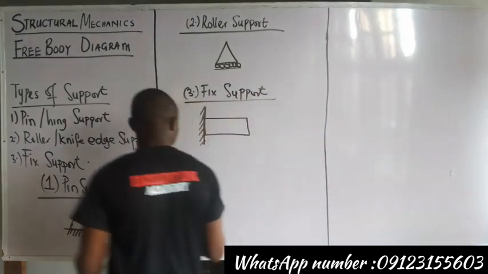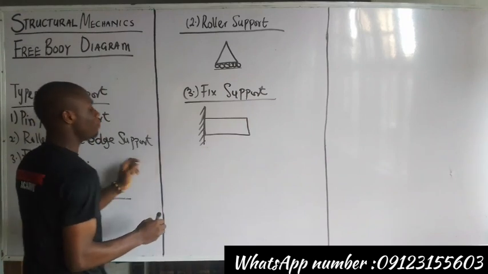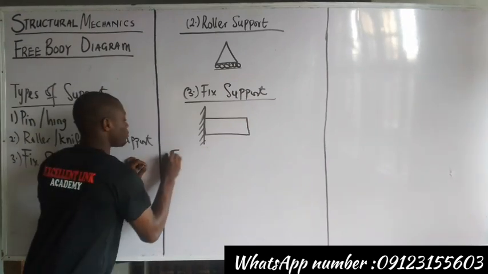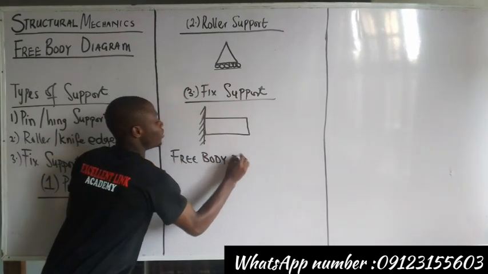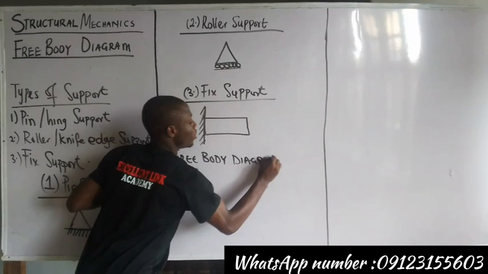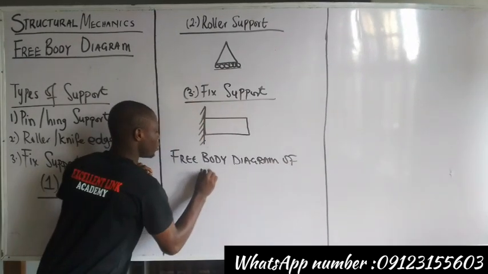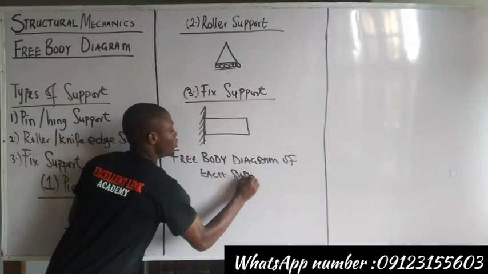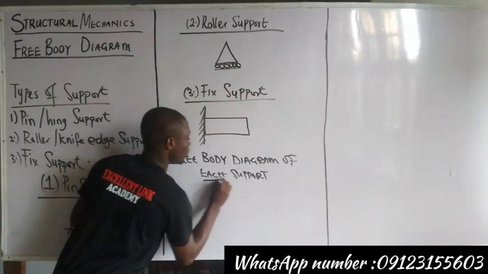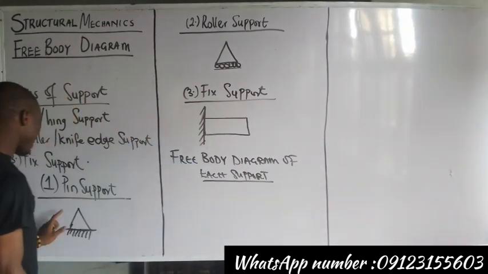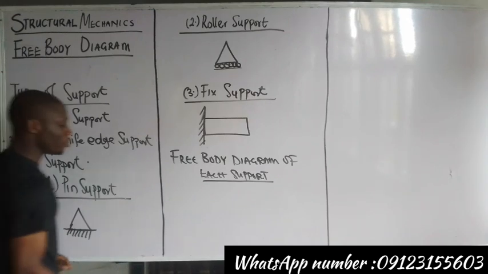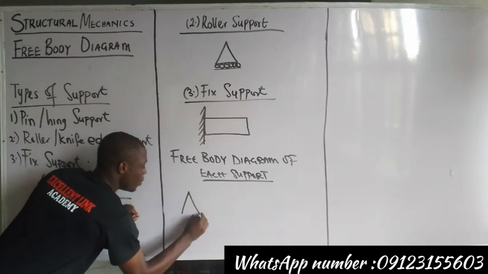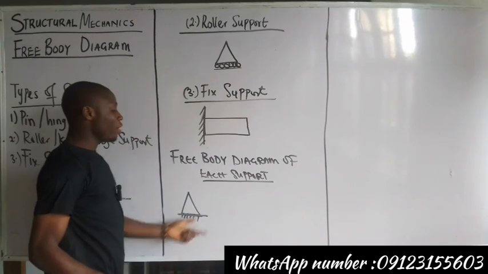So let's say I have, let's draw the free body diagram of each support. Let's look at each support. If I have a pin support, for instance, a pin support this way, what will be my free body diagram?